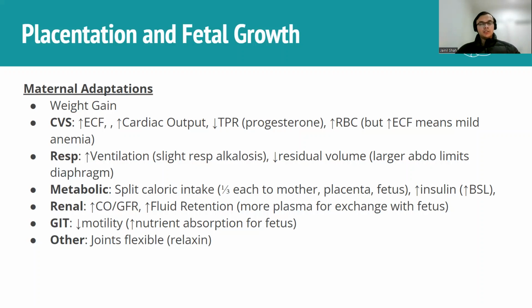So with the cardiovascular system, there'll be an increase in extracellular fluid. That way you have more fluid that you can pump along and supply to the fetus. And then you also have increased cardiac output because you're supporting the metabolic demands of both the mother and the developing fetus. You've also got a decrease in total peripheral resistance that's driven by progesterone, and that will allow for diffusion more readily.